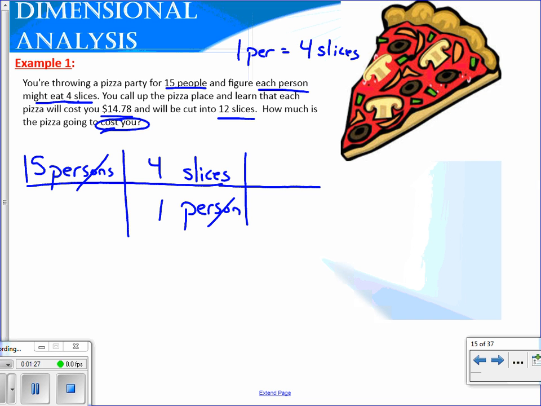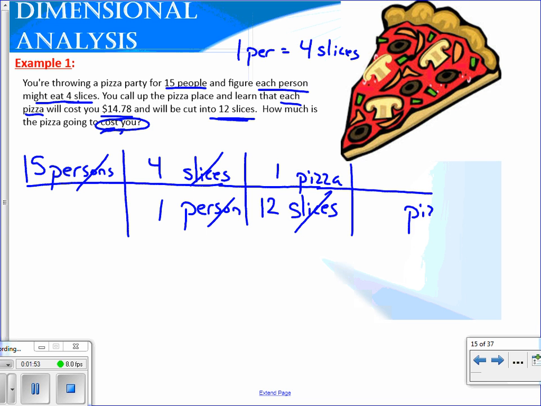Now you've got to get rid of slices. What do you know can get rid of slices? That there are 12 slices in each pizza, 12 slices. So we can go between slices and pizza. Each pizza is 12 slices. Get rid of that. We're interested in getting to the cost. We've got to get rid of the unit pizza.